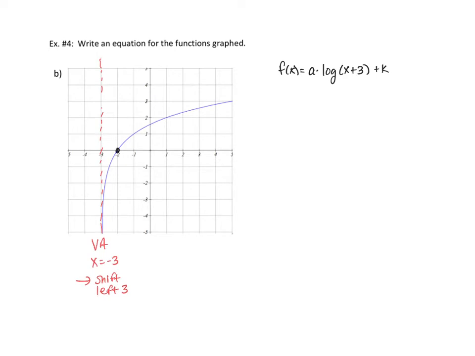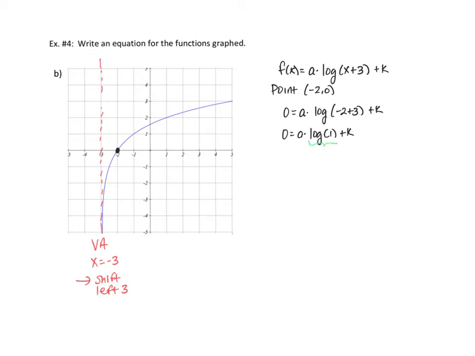So here we see a point at -2, 0. Let's plug that in. So we have 0 equals a times the log of -2 plus 3, plus k. Well, -2 plus 3, we have the log of 1 plus k. But we've seen before, log base anything of 1 is equal to 0.